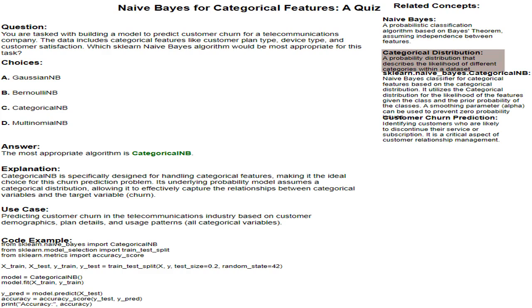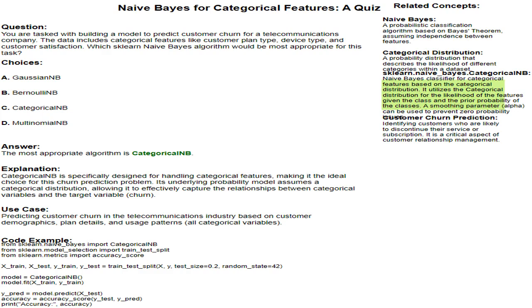Categorical distribution. A probability distribution that describes the likelihood of different categories within a dataset. For instance, imagine a survey where people are asked about their favorite color. The categorical distribution would represent the probability of each color being chosen, e.g., 30% red, 20% blue, 50% green. Categorical NB uses this distribution to estimate the likelihood of observing certain categories in a feature given a particular class.